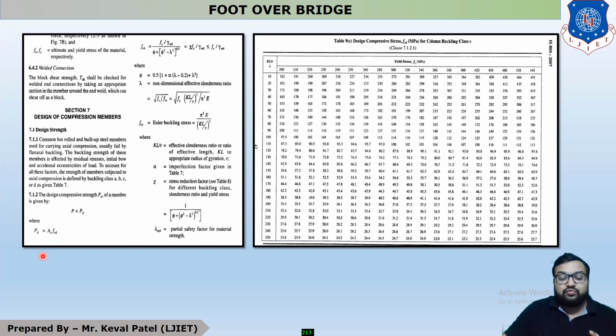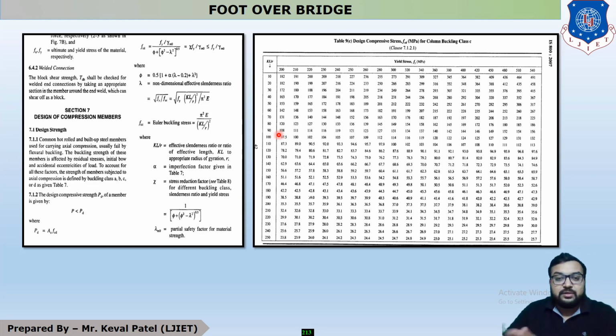Now you have to find out for maximum force, and whenever we design a compression member, we use the tables given on page number 42. There are four buckling classes: A, B, C and D. But for angle ISA, Indian Standard Angle, we have to refer only to buckling class C as per page number 44. You can see on page number 44 it is clearly mentioned that for any type of angles, you have to refer to buckling class C.